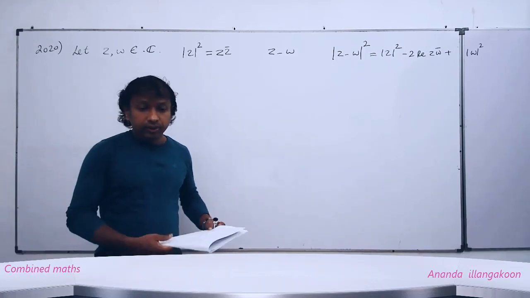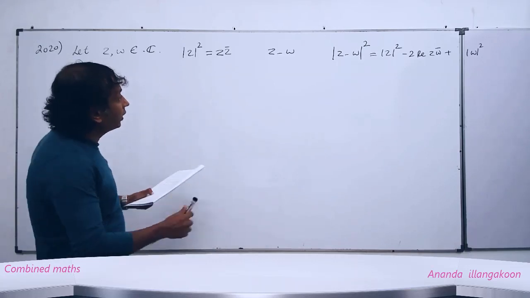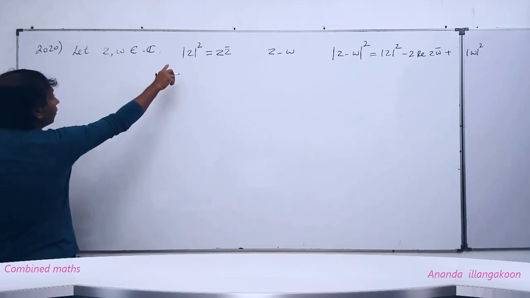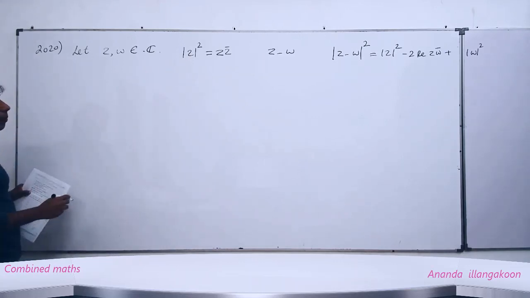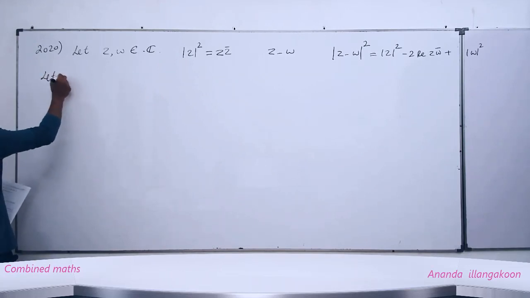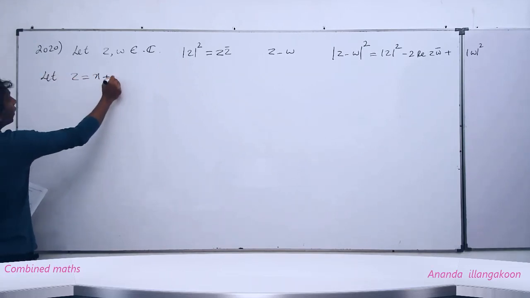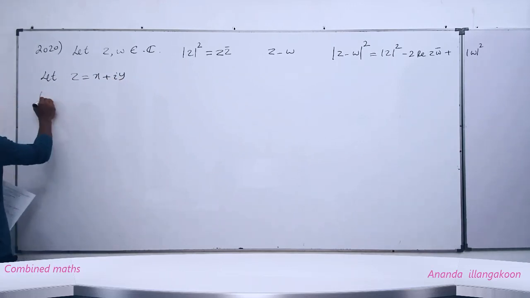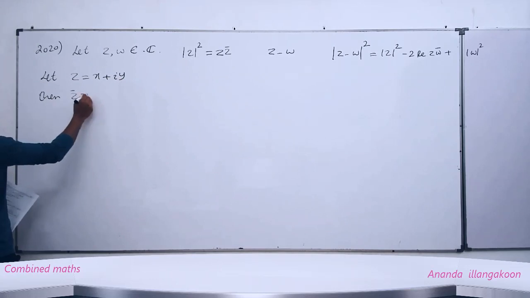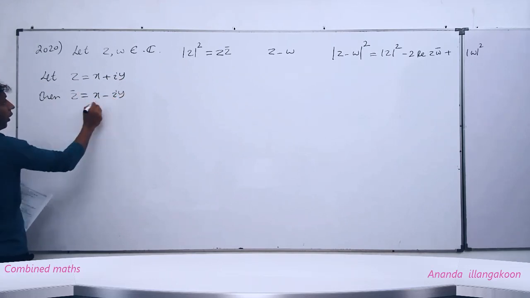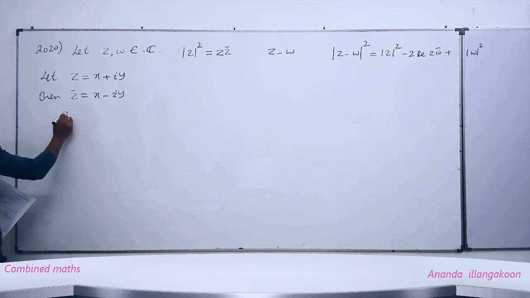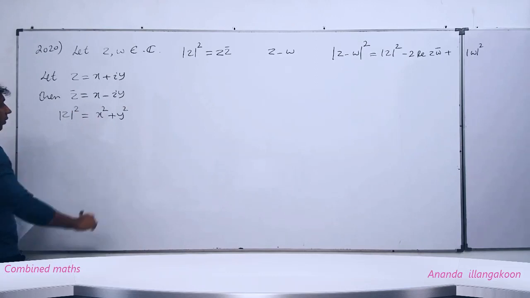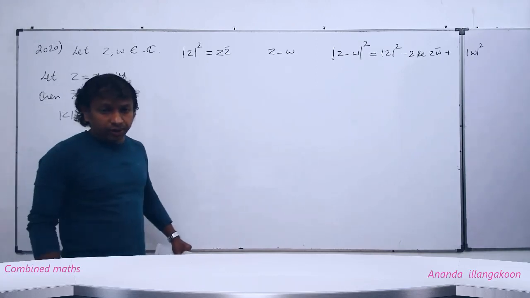And now we are here. Next thing is this, which you can prove: show that mod z squared is z z bar. Now we can take z as x plus iy. Then you can understand very clearly. Then you can write z bar as x minus iy. And mod z squared, you know, is the real part squared plus the imaginary part squared.